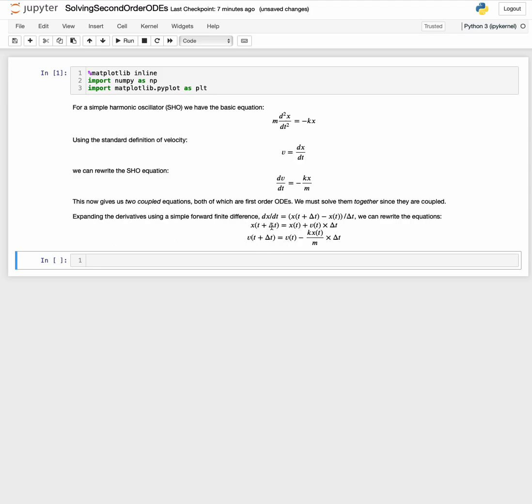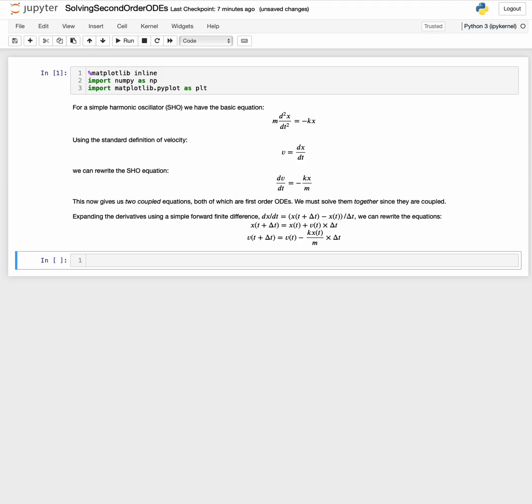So you get x of t plus delta t is x of t plus v of t times delta t, and v of t plus delta t is v of t minus kx of t over m times delta t. And I've put in the times here explicitly to make it clear. So to get x at t plus delta t, we need v at t. To get v at t plus delta t, we need x of t. So if we were to try and do this without the coupled equations, we would get nowhere. Let's turn this into code.